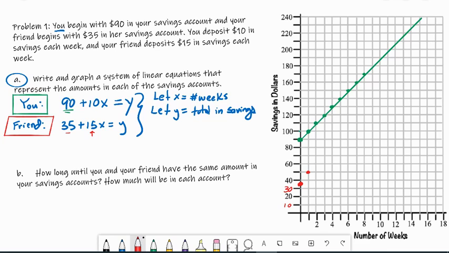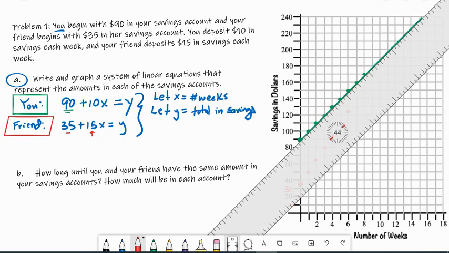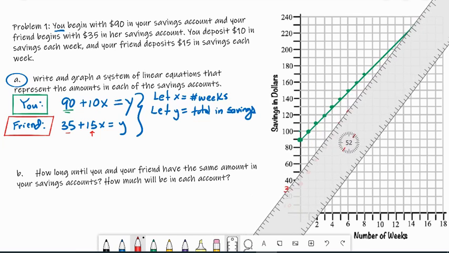On week 2, there would be 65 in the account. On week 3, there would be $80 in the account. On week 4, there would be 95. On week 5, we would be at 110. On week 6, 125. So we've generated some points. We will connect this now using a straight edge.